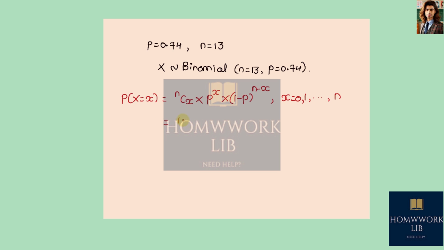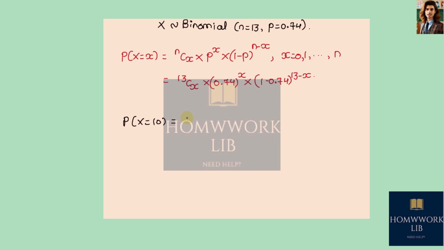So now this is equal to 13Cx into 0.74 raised to x into 1 minus 0.74 raised to 13 minus x. And now the required probability is the probability of X equal to 10. So we substitute the value of x here: 13C10 into 0.74 raised to 10 into 1 minus 0.74 raised to 13 minus 10, and that is equal to 0.248. So this is the required probability.